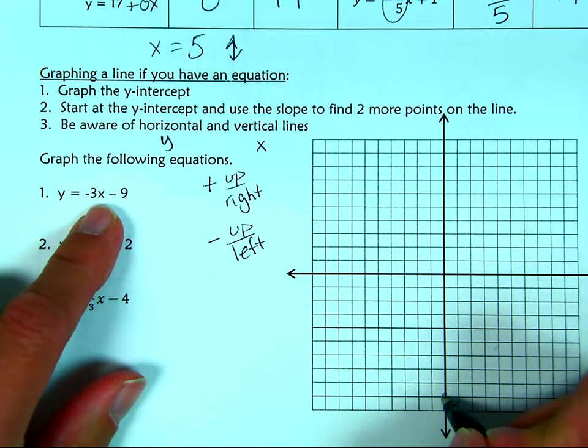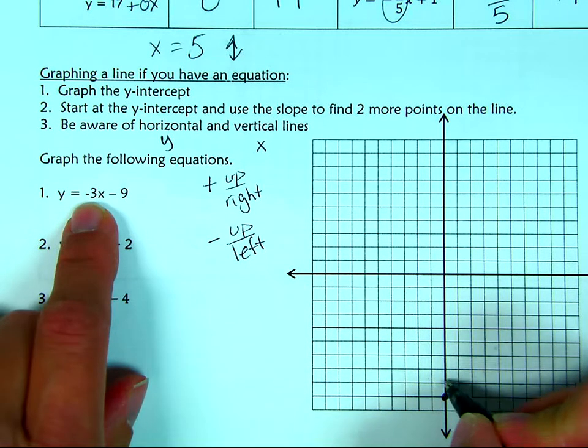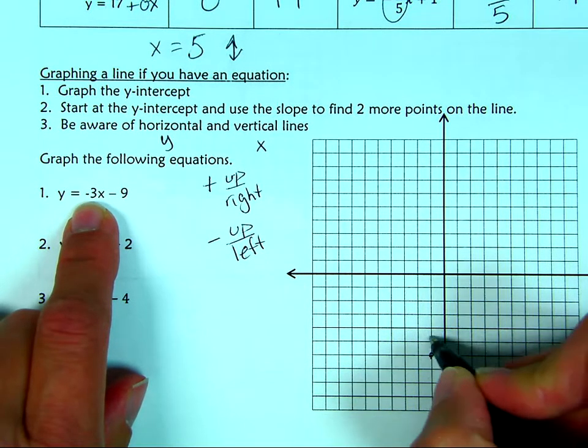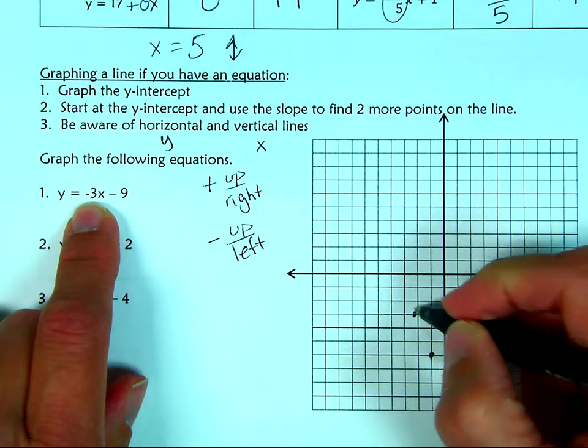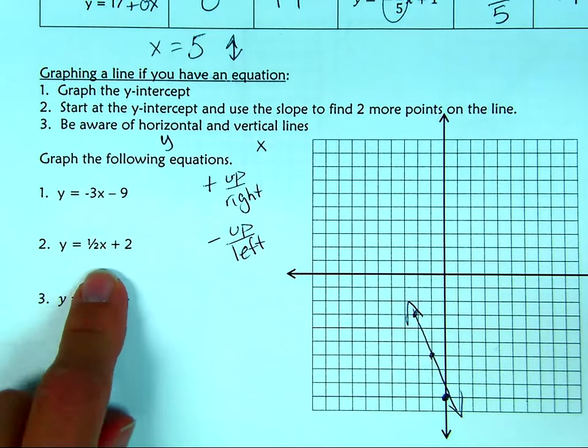-9. So we're going to go down to -9. That's our y-intercept. Then our slope is up and left because it's negative. So that means up 3, left 1, up 3, left 1. And we connect our dots. And that is our first line.